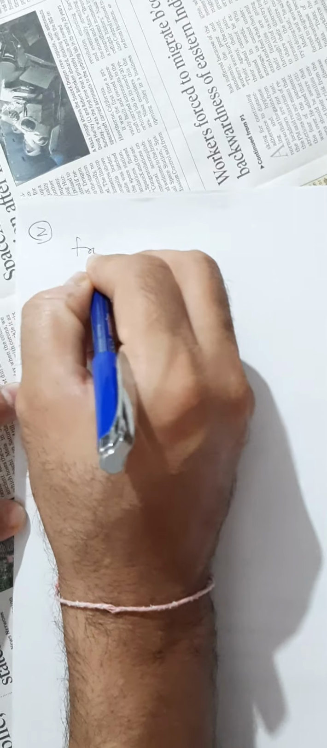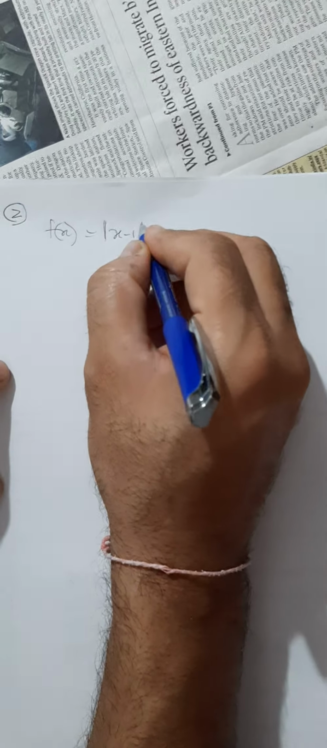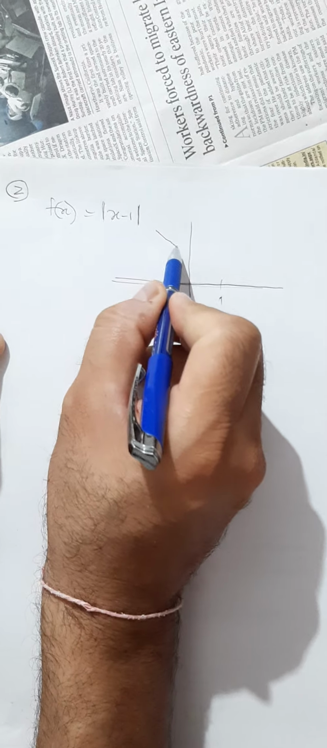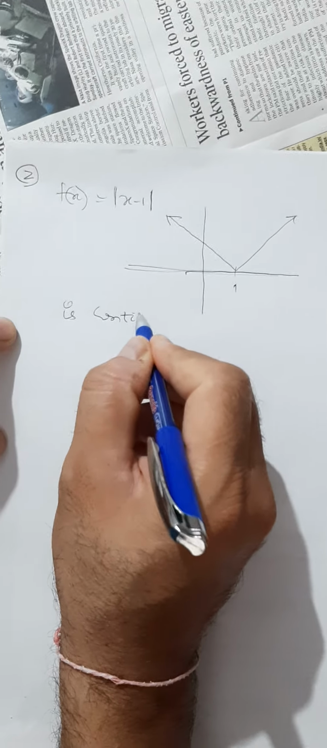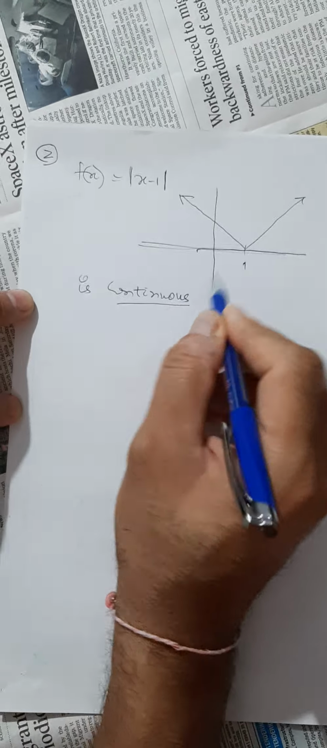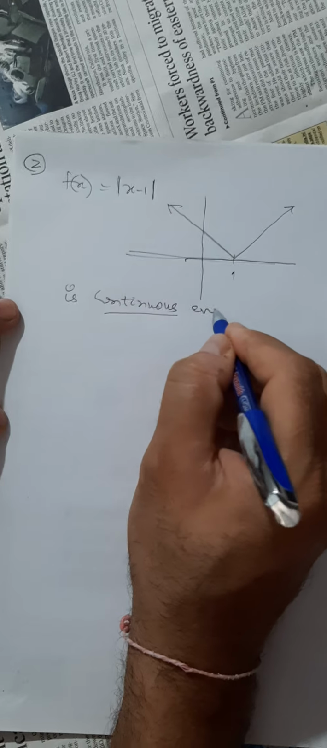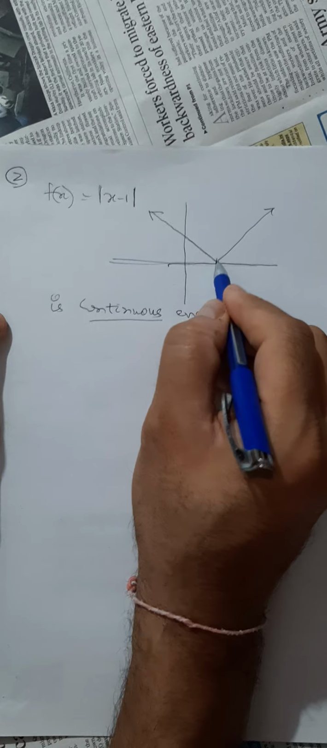If I take f of x equals, suppose, modulus x minus 1. You know the graph of this function. It is the union of two rays at 1. Here is 1, this is one ray at 1, and this is the other ray at 1. So clearly it is a continuous function. Modulus function is always continuous. It's continuous everywhere in the domain. You can draw the graph without a break. Now you have the corner here at 1.